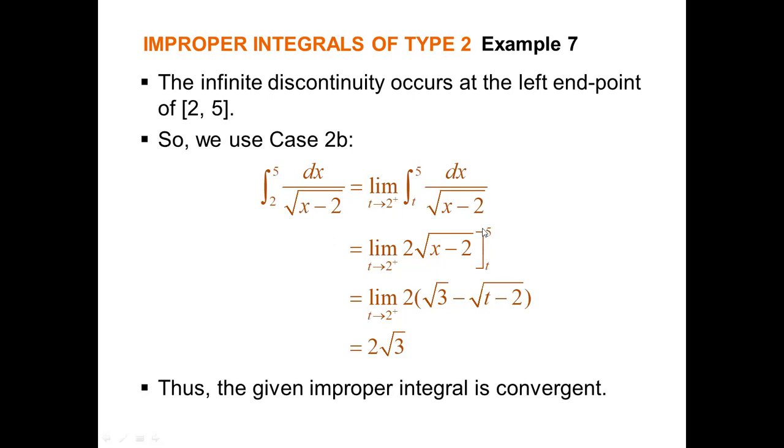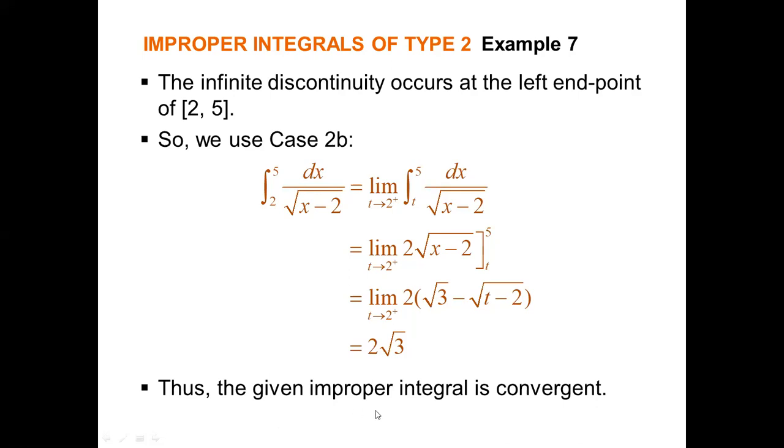So now when you substitute the limit, the first part is you substitute, of course, the upper limit, which is 5. That would be 5 minus 2, and that would be square root of 3. If you substitute t for the x, that would be t minus 2. And if you now evaluate this, if you substitute t equal to 2, this will be the square root of 0. Thus, the value of this limit, equivalent to the original integral, will be 2 square root of 3.